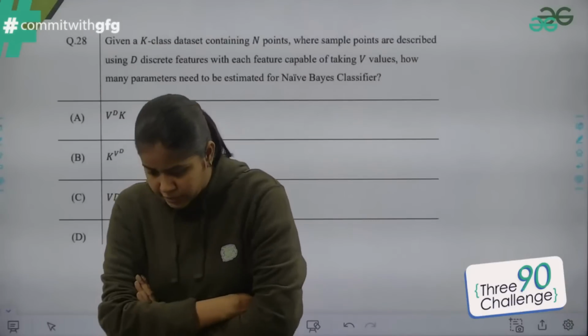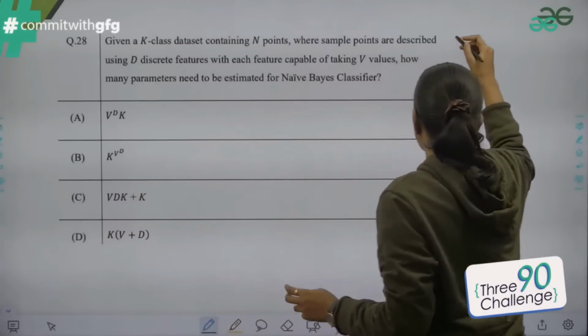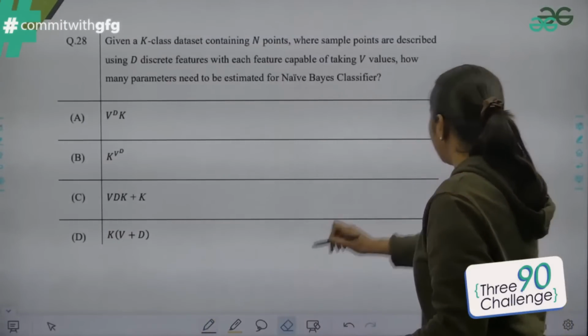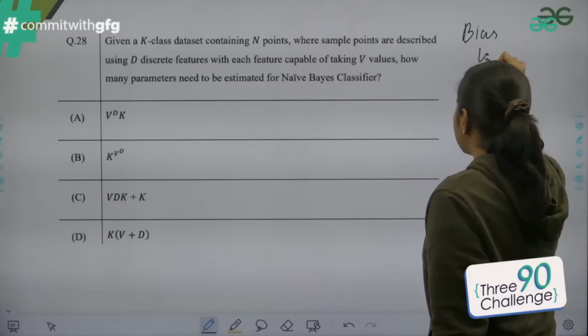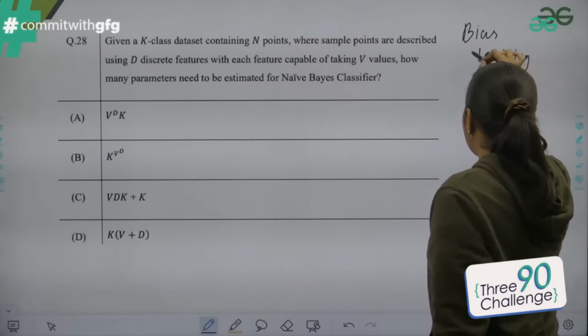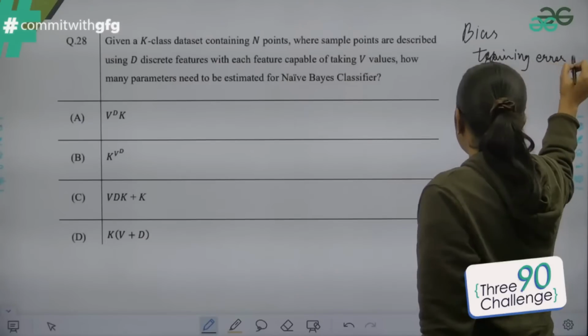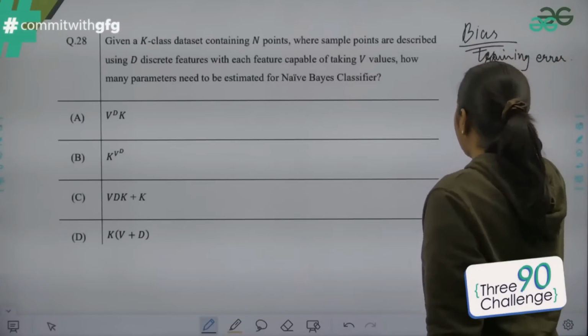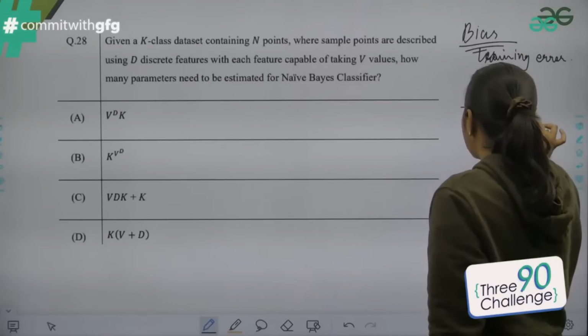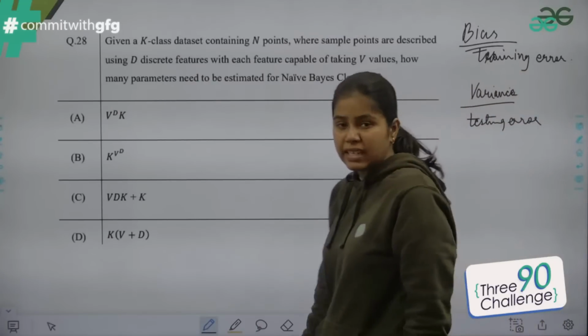Ma'am, variance, please explain. Okay, let me explain variance once again. Guys, bias is what I told you: bias is training error, and variance is testing error. That means my model is not performing well on my test data set.